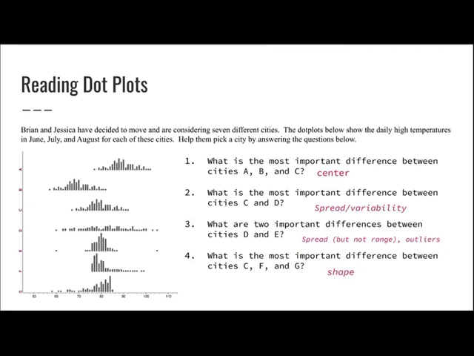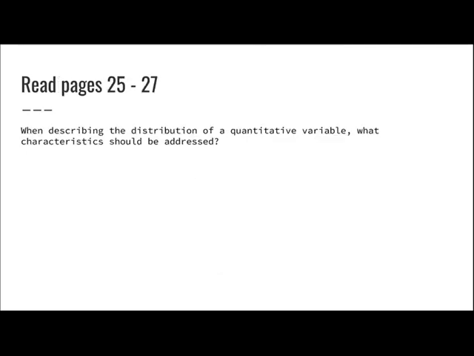So dot plots are so important. They're so much less abstract than histograms and box plots, and they're really going to make it easy to recognize features of a distribution of quantitative data. Take a second and read pages 25 through 27.